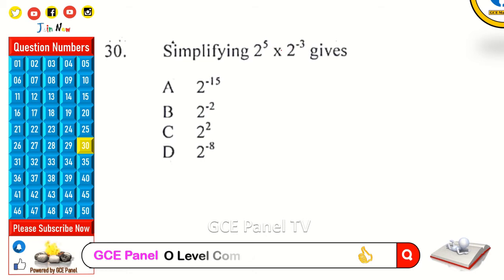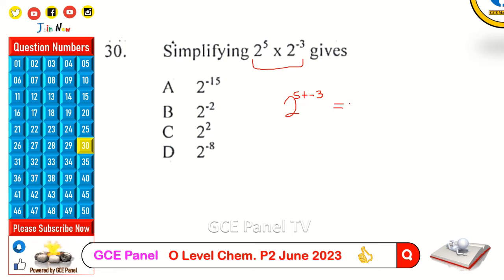Question 30. Simplifying 2 to the power 5 times 3 to the power negative 2 gives? You just have to apply the laws of indices, right? The bases are the same. Maintain the base, and if you are multiplying, add the powers. So we have 5 plus negative 3. This is something I taught in Form 1 and Form 2 many years back. So 5 plus negative 3, plus and minus not separated by anything, gives us minus. So 5 minus 3 is 2. So the answer will be 2 to the power 2. Our key here is C.